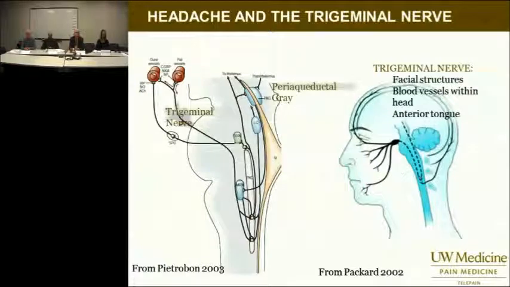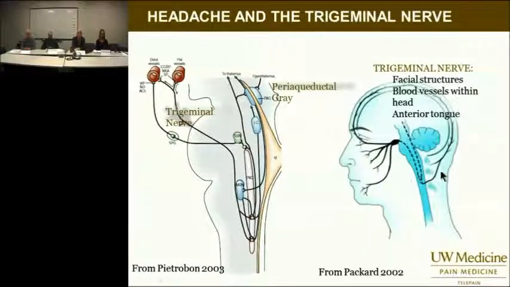So just a quick anatomy review that I found useful when explaining this to medical students. Where do migraines generate from? Well, they generate at the periaqueductal gray, which neurons in the periaqueductal gray fire and connect directly to the trigeminal nerve.